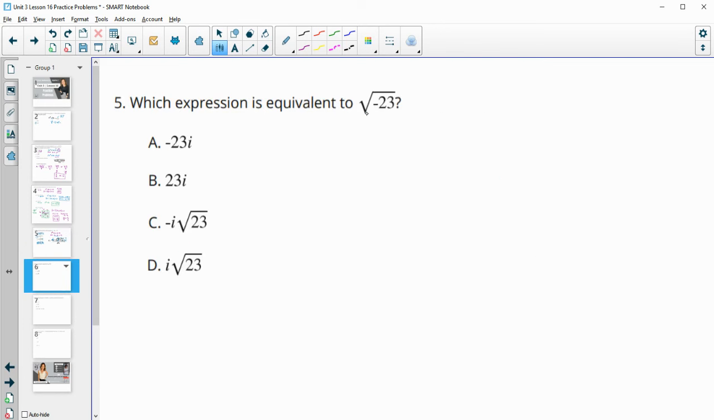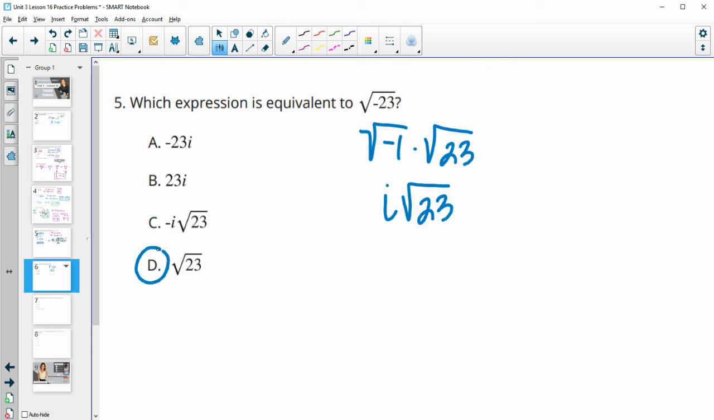Number 5, which expression is equivalent to the square root of negative 23? So remember that negative 23 is negative 1 times 23. So we can write it as the square root of negative 1 times the square root of 23. And then we know that the square root of negative 1 is i. So this is equal to i times the square root of 23, which is D.